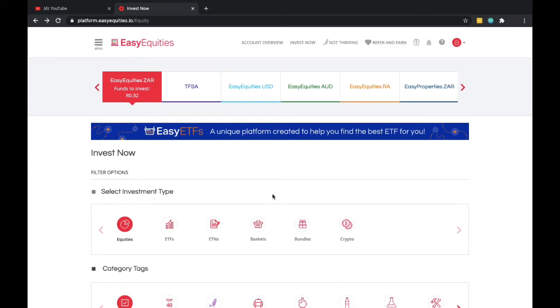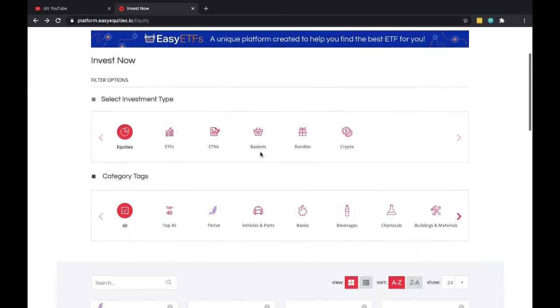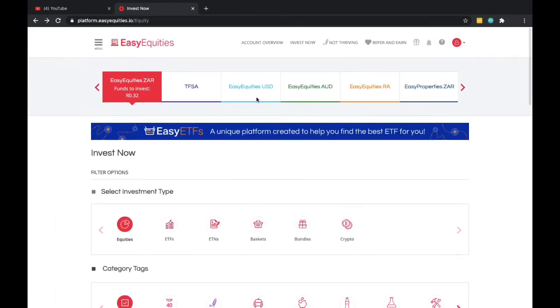So on today's video, just to get into it, I will be looking at three stocks. I think we left off on my PQR picks, and today I'll be looking at my S, T, and U picks. So let's get into it. I'm over on Easy Equities.